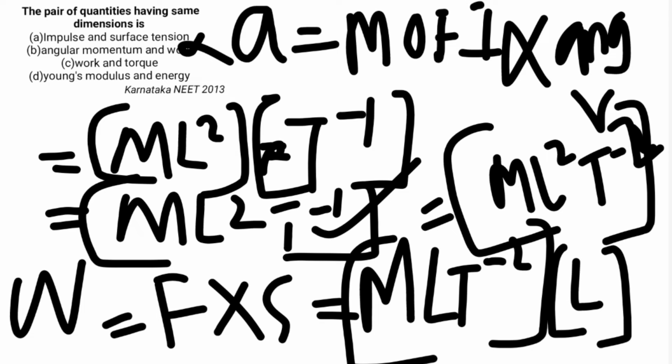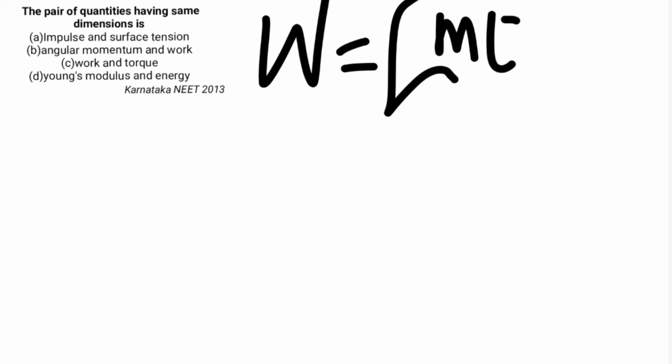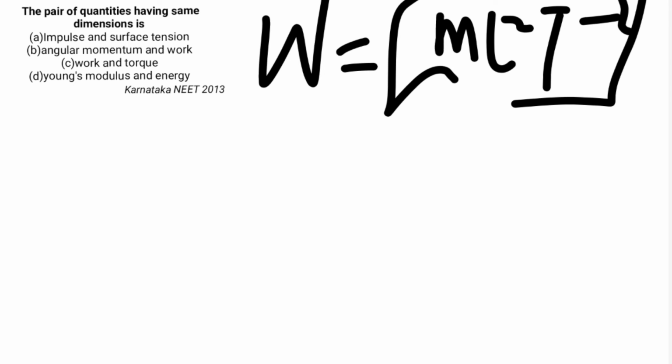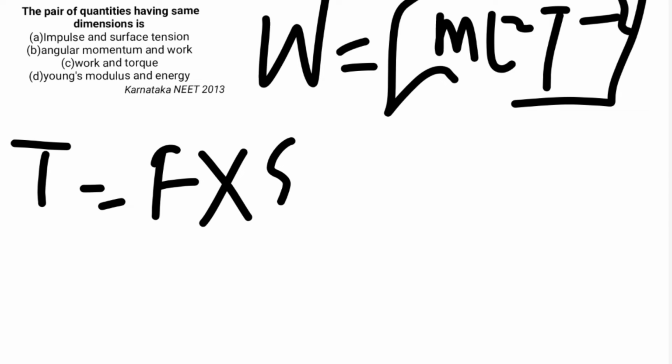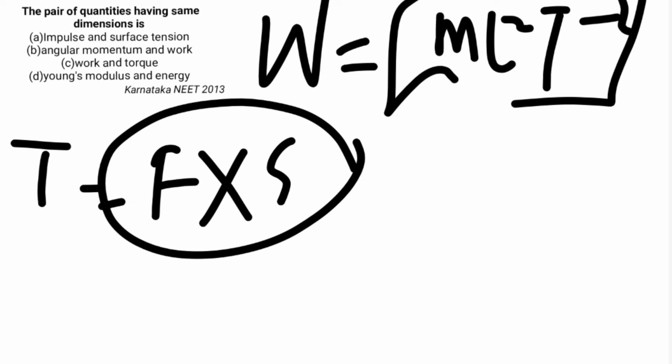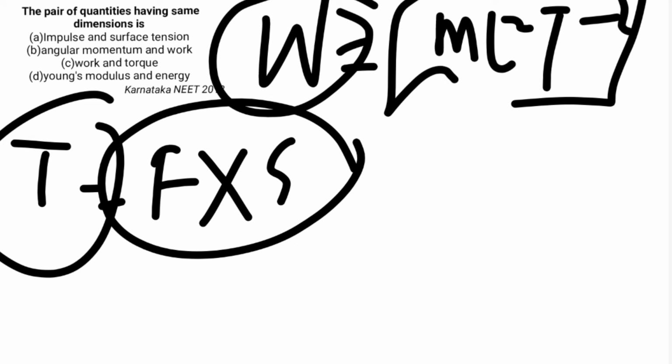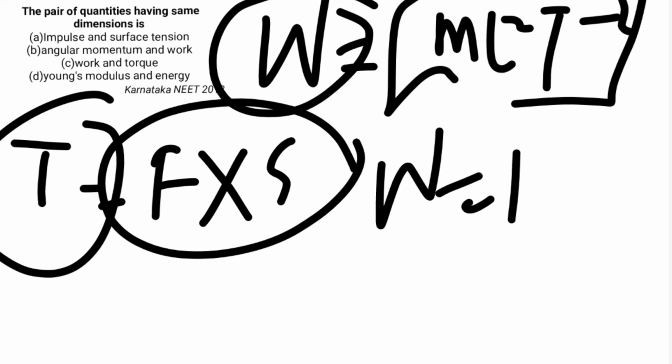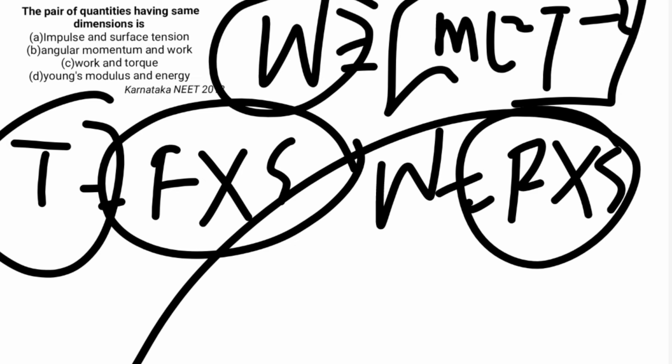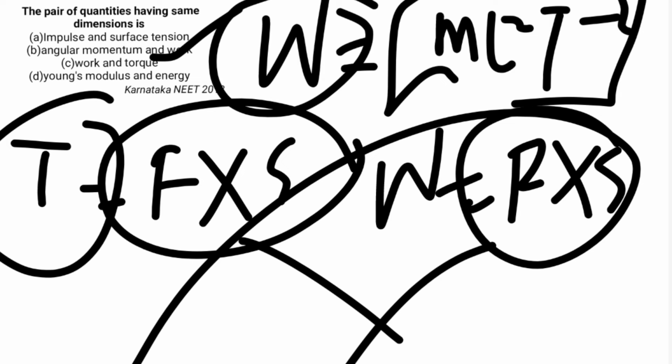Then check out the next option, work and torque. We already know the dimension of work, ML square T raised to minus 2. The dimension of torque equals force into displacement. From this we can understand that both dimensions are same. How? Work is also force into displacement. Therefore, the dimensions also be same. The correct answer is option C. Still we know the answer, we have to make sure that the option D is not correct.